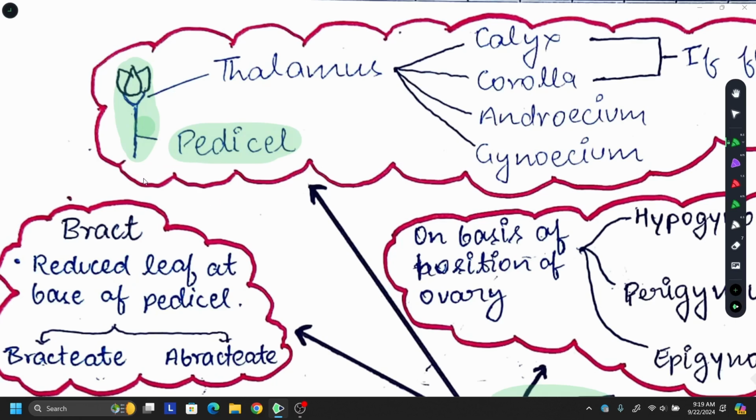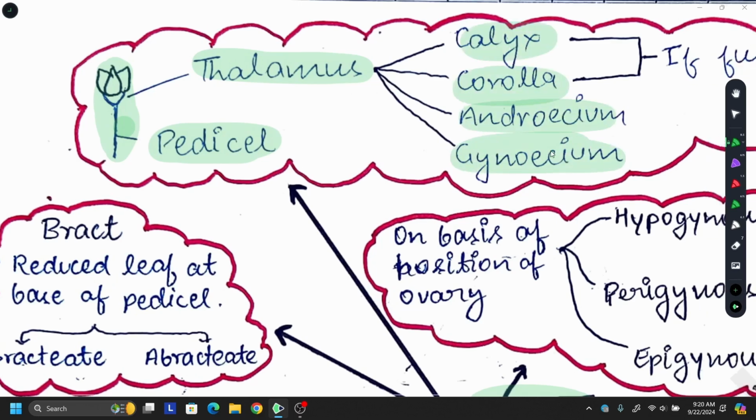When you give someone flower, you always make sure that it has a long pedicel. So pedicel is the stalk joining flower to the stem, and flowers are borne on thalamus. Basically, flower is a compound structure. It has many parts, and all these structures of the flower are borne on the thalamus. Now, on thalamus, you see 4 parts of the flower: calyx, corolla, androecium, and gynoecium.